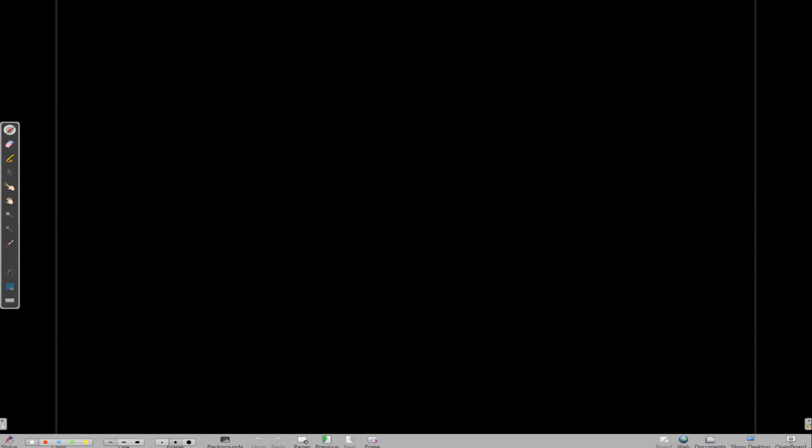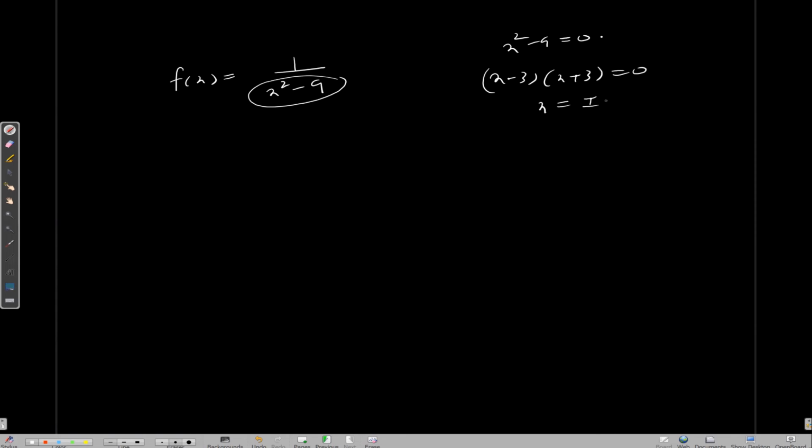Yeah, how about this example? f of x equals 1 over x squared minus 9. What you need to do is take your denominator, x squared minus 9, make it equal to 0 and solve it. So this is a quadratic equation. I can see factors, difference of squares, x minus 3 times x plus 3. So x is going to be plus or minus 3.